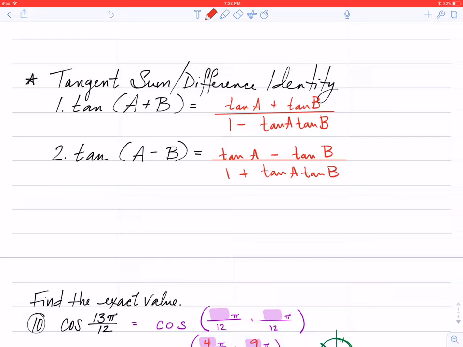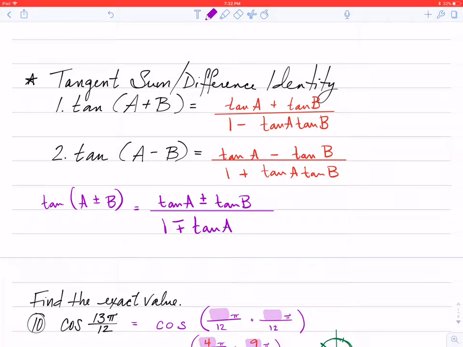To write this all in one line, I would say that the tangent of A plus or minus B is going to equal a big fraction. On top of my fraction, I'll have tan A plus or minus tan B. And on bottom, I will have 1, sorry about that, minus or plus tan A tan B.